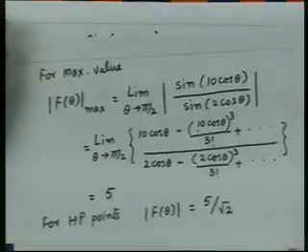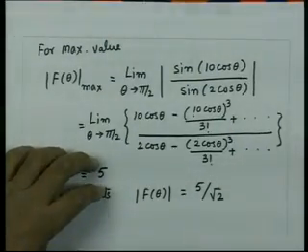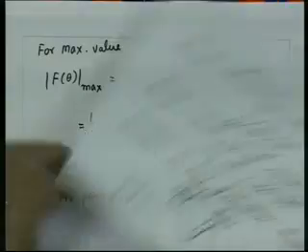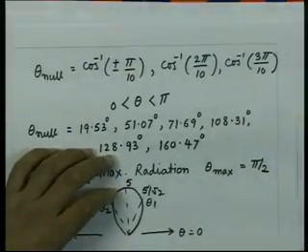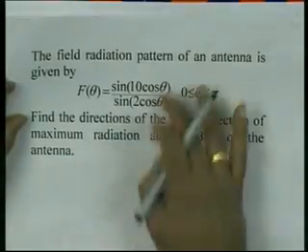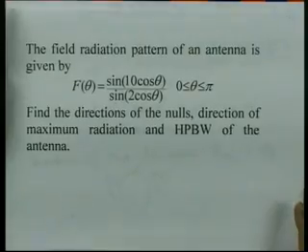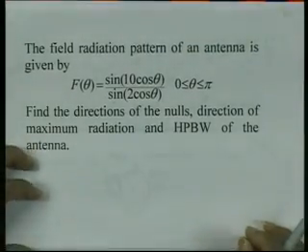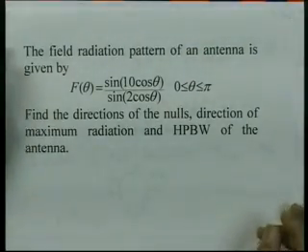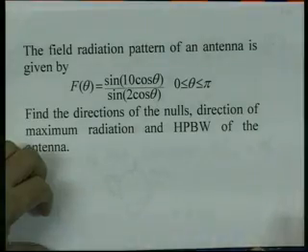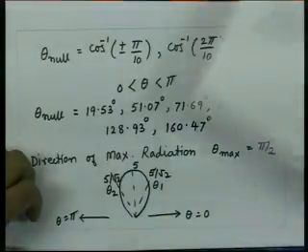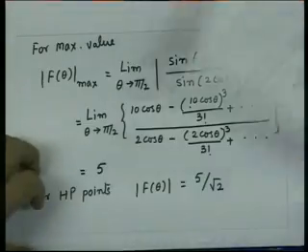So, depending upon the radiation pattern, one can solve the half power beam width analytically, or if the expression is not analytically solvable, then you find out the angles at which the field reduces to 1 upon root 2 of its maximum value by using numerical techniques, and then one can find out the half power beam width of this antenna.